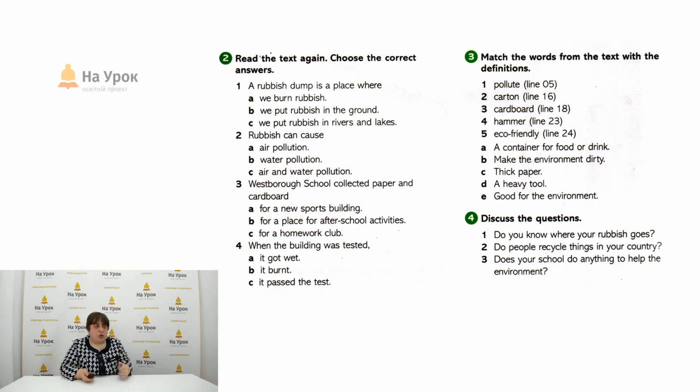And discussing the questions. Do you know where your rubbish goes? Do people recycle things in your country? Does your school do anything to help the environment?